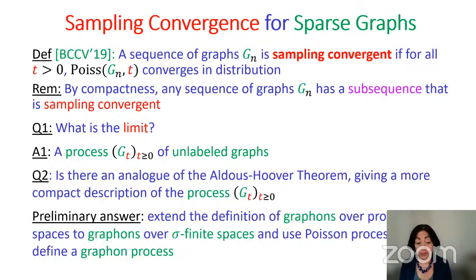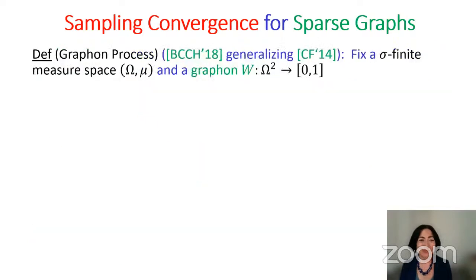And a preliminary answer, which I'll be then showing you how to do, is to extend the definition of graphons over processes and use the Poisson process basically to define a graphon process. So let's go through that. So the graphon process, which we defined in work with Christian Borgs, Henry Cohn, and Nina Holden, generalizes the work of Caron and Fox. So we fix a measure space and a graphon.